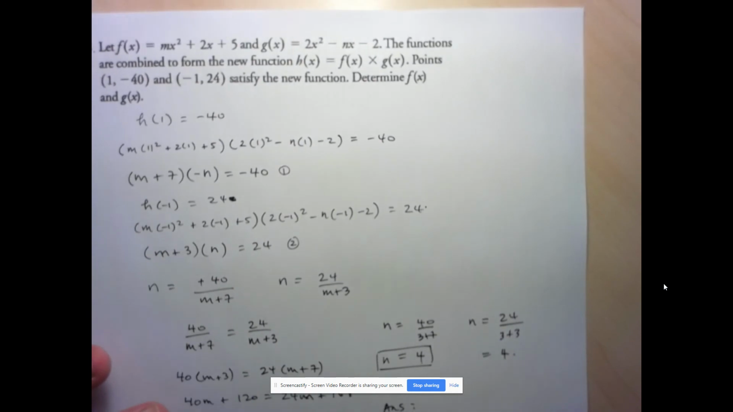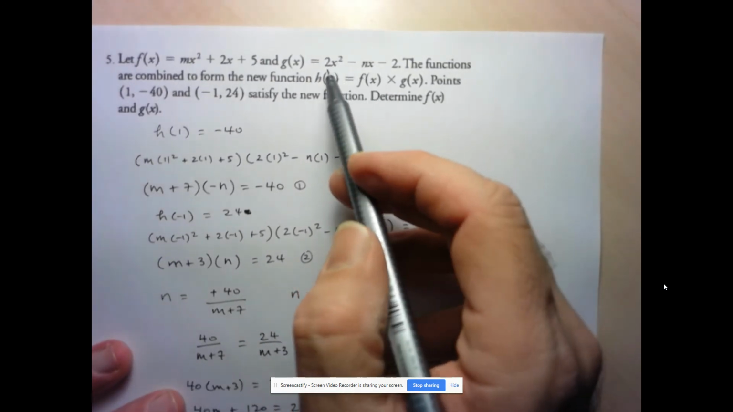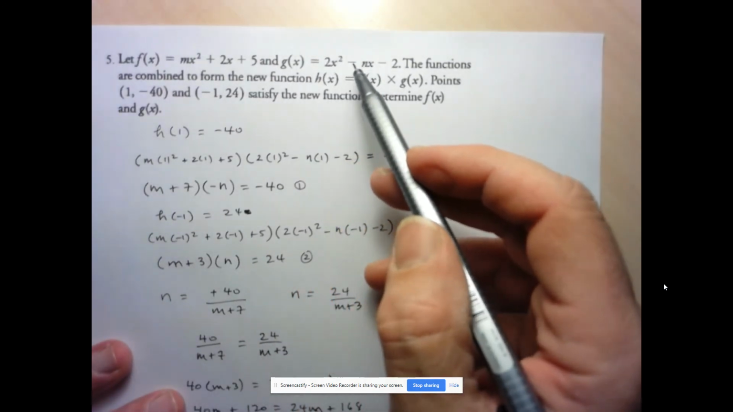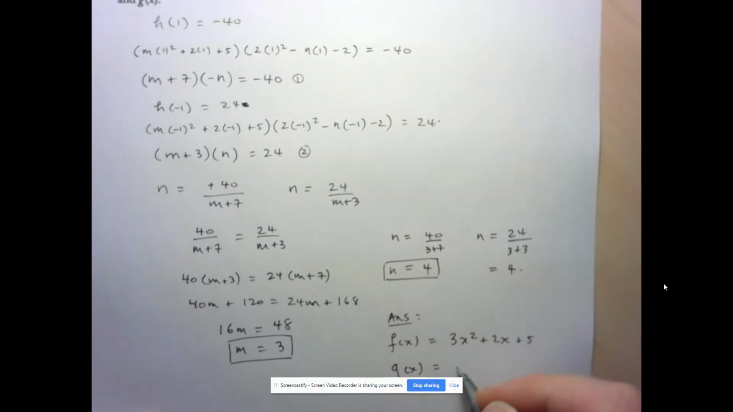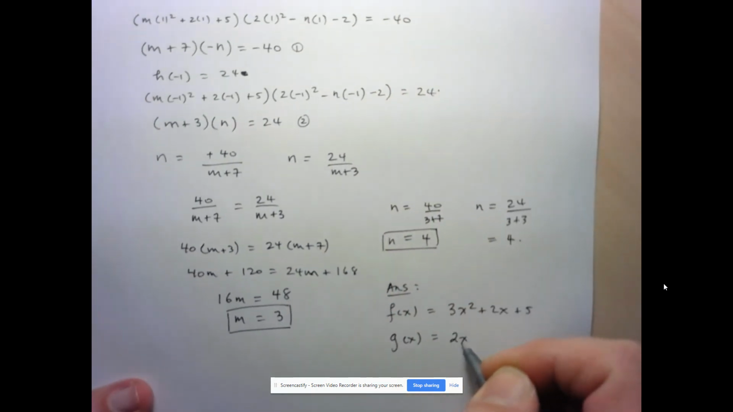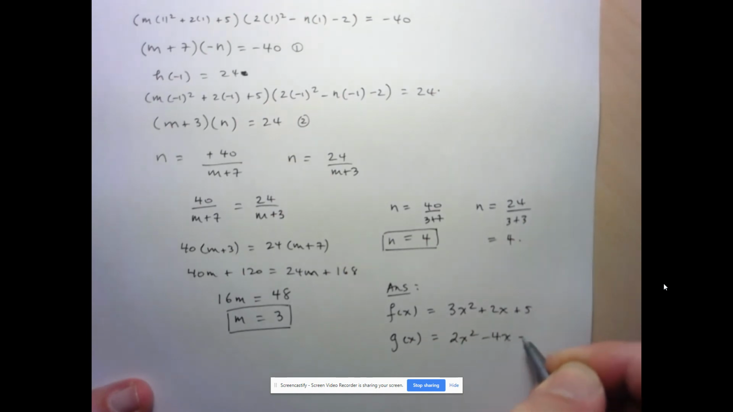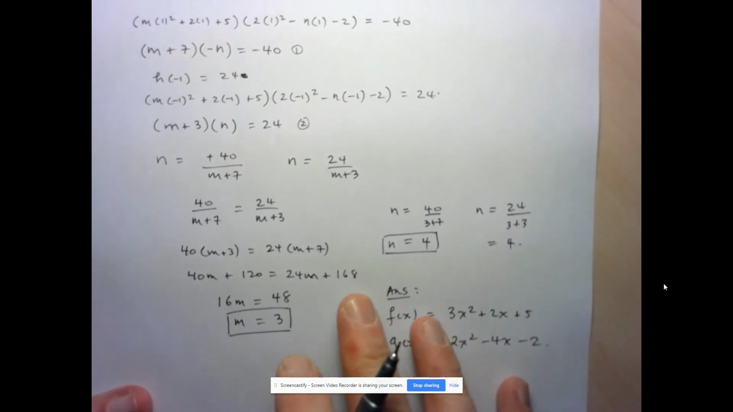All right, let's take a look at that one there. It was 2x squared minus n, which we just determined was 4, so minus 4x minus 2. So it's going to be 2x squared minus 4x minus 2. And there's our answers.